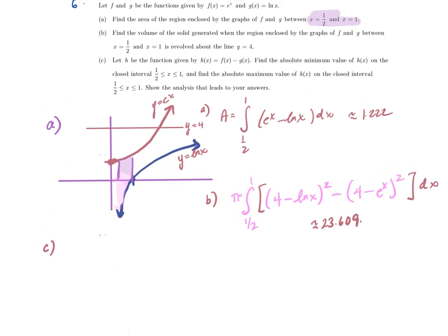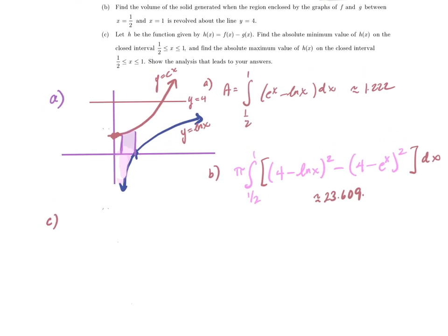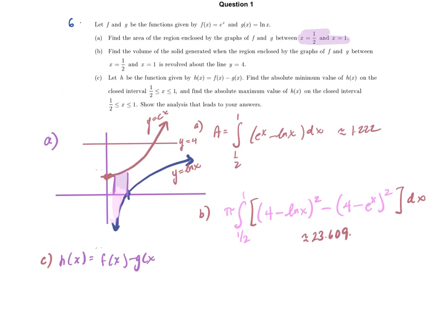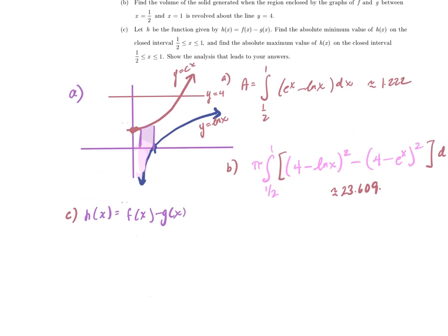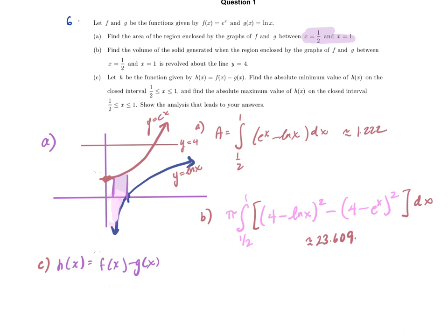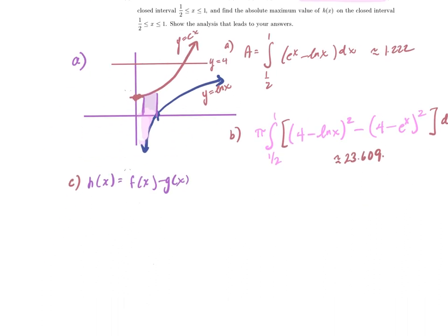All right, part C, they're giving us this function, h of x, is defined as f of x minus g of x. So I need to check here. That would mean that, yeah, it's the upper curve minus the lower curve. Find the absolute minimum. All right, so the first thing you need to think about is if you want to find an absolute max or min, you need the derivative. So I'm going to say h prime of x.